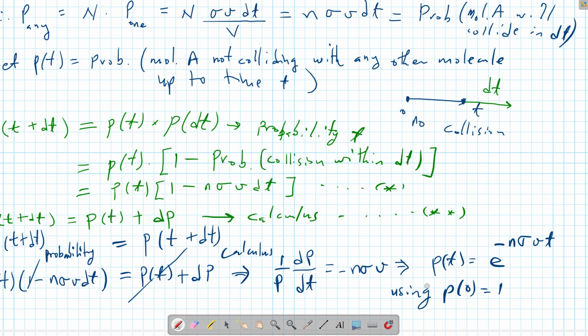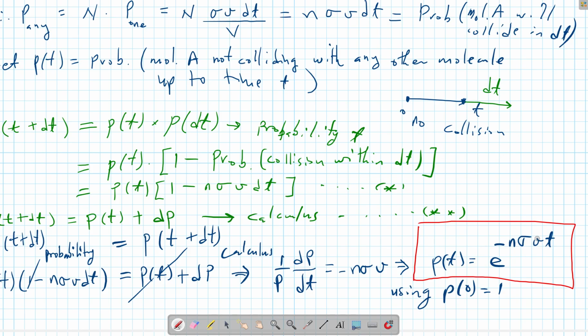So this is a nice expression. It's going to be useful if we're going to use it. The probability that molecule A is not going to collide at all over the time interval t is given by exponential minus number density times the cross section times speed times t. Okay.